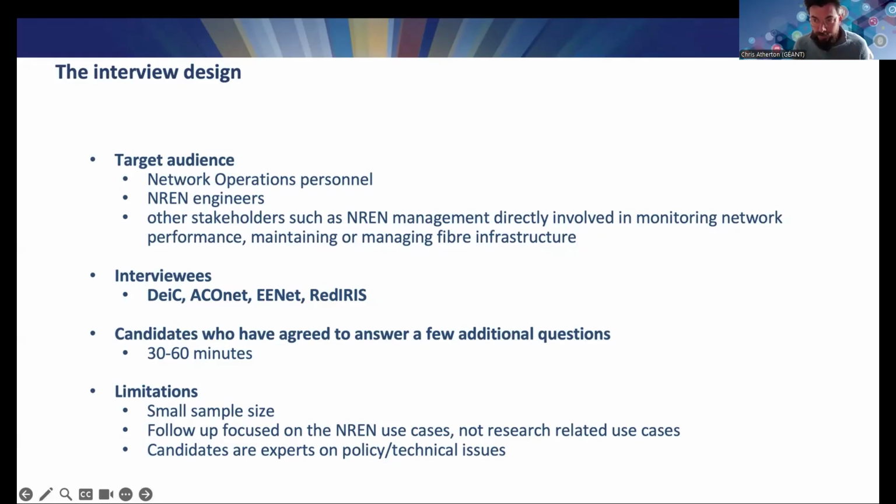As I said, there were 4 interviewees that we talked to, DeiC, Aconet, EENet and Rediris. So thanks again to them for taking part in that. We spoke to them roughly between 30 and 60 minutes. And yeah, the questions that we asked were standardized so that everyone got the same questions. So we can get a good frame for the results to make sure that they're aligned across all of the different respondees.